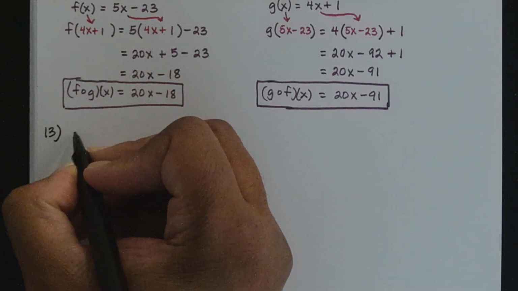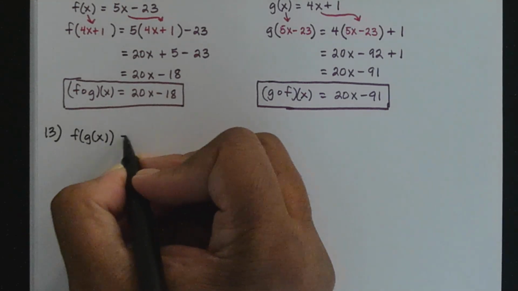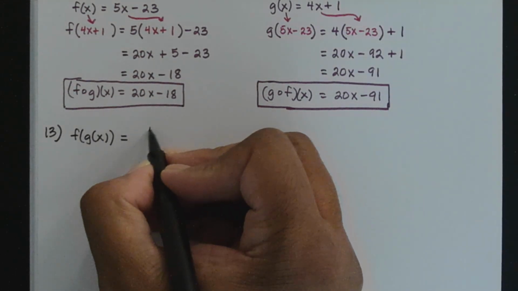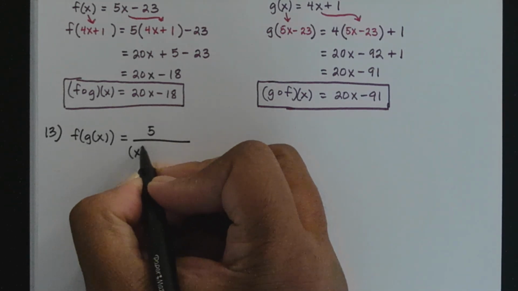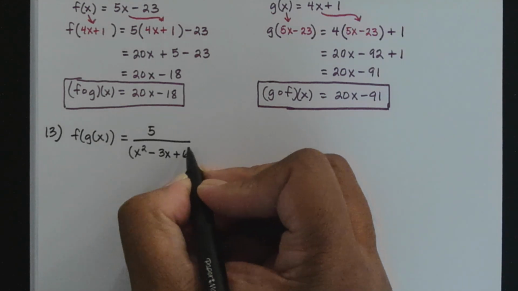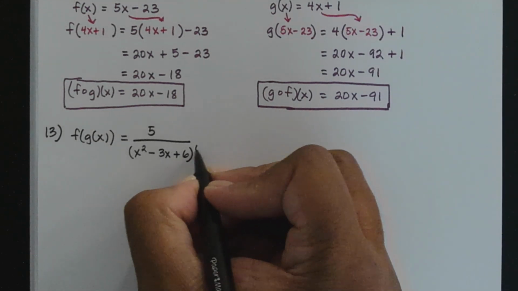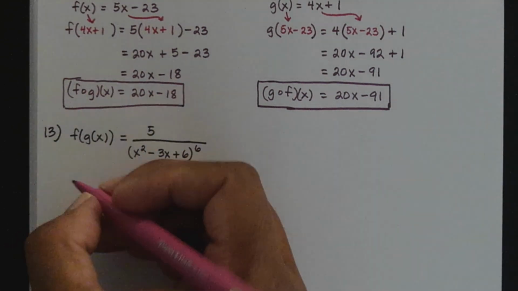So here we've got the composition of f of g of x. The inside function is g of x, which is equal to 5 divided by the quantity x squared minus 3x plus 6, raised to the 6th power. We want to find out what f of x started off as and what g of x started off as. And of course, your g of x is your inside function.